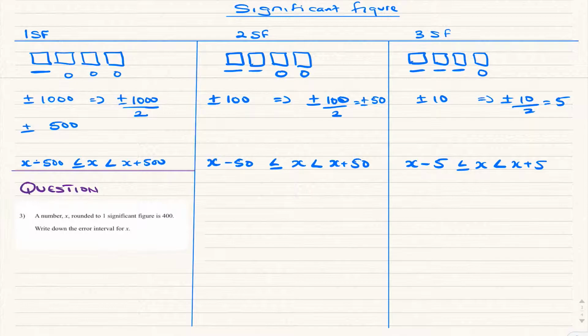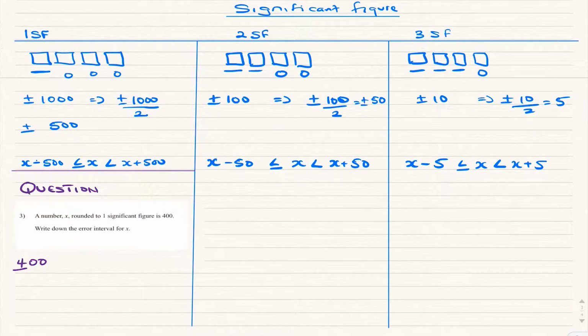Question number 3, example on significant figure error interval. A number x rounded to one significant figure is 400. Write down the error interval for x. So we've got three figures here, 4 and 2 zeros. So now we're rounding to the first significant figure. So let's just write 400 there. That's your x value. The first significant figure is 4.